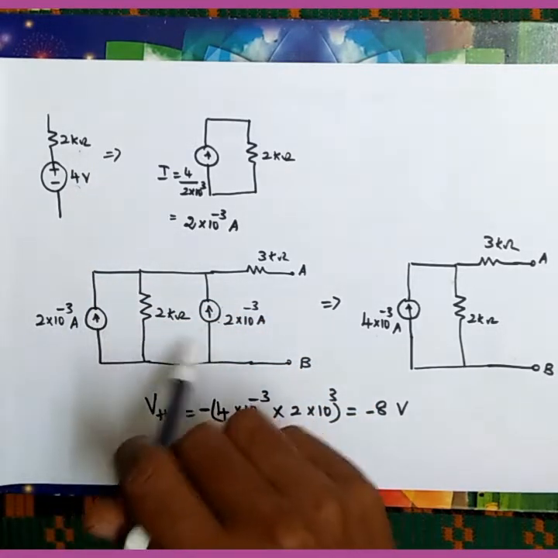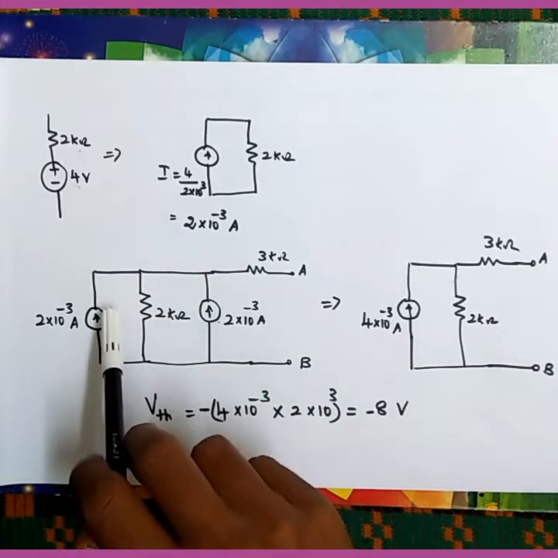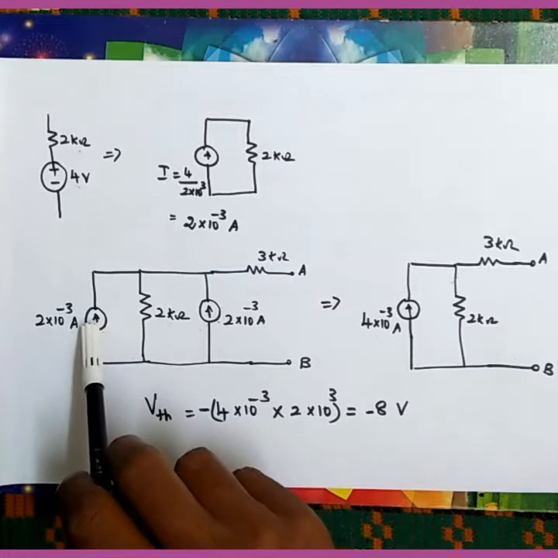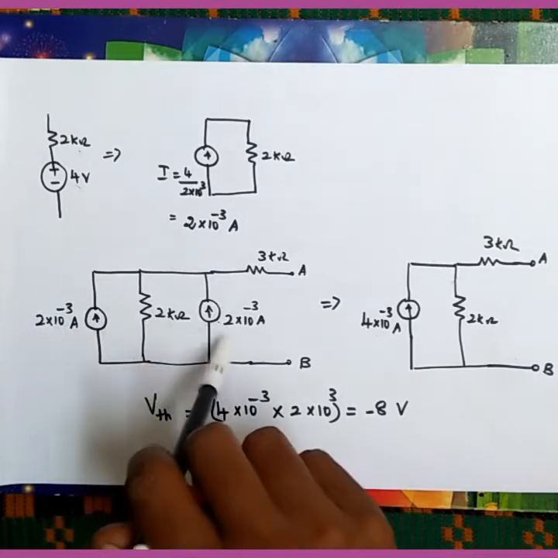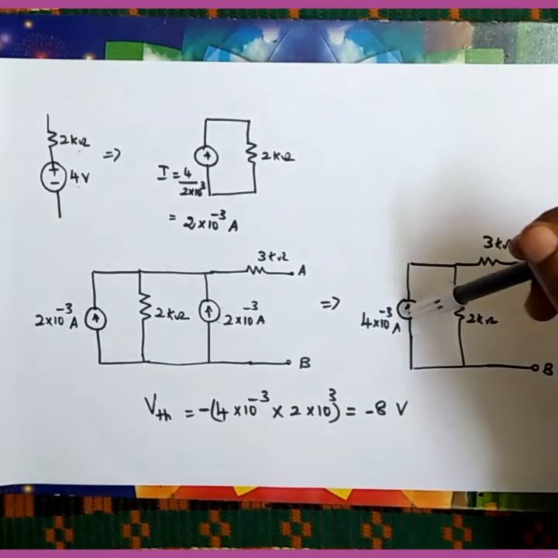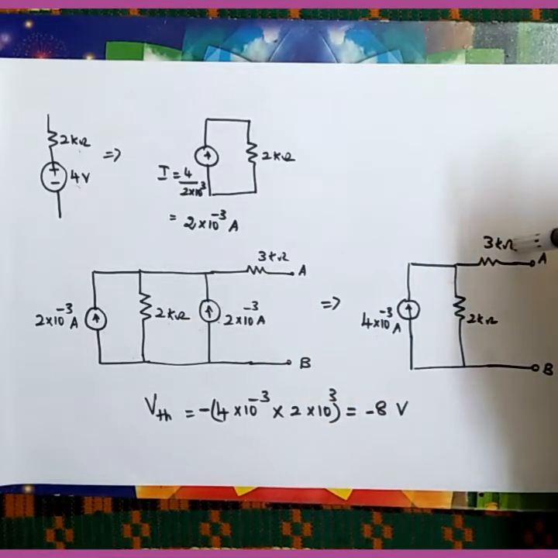Now we have two current sources, both with the direction flowing upwards. So we can simplify both current sources into a single current source. Just add 2 milliamps and 2 milliamps, that is going to yield 4 milliamps, and the resistors we have are 2 kilo ohms and 3 kilo ohms.